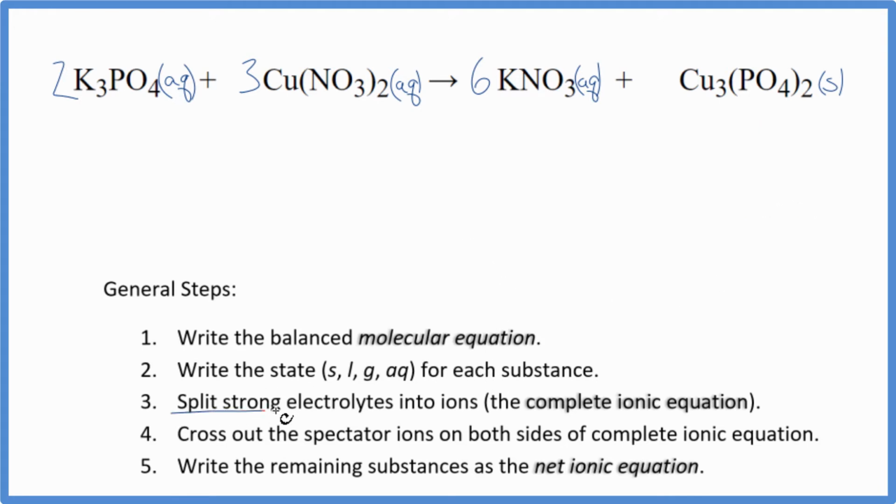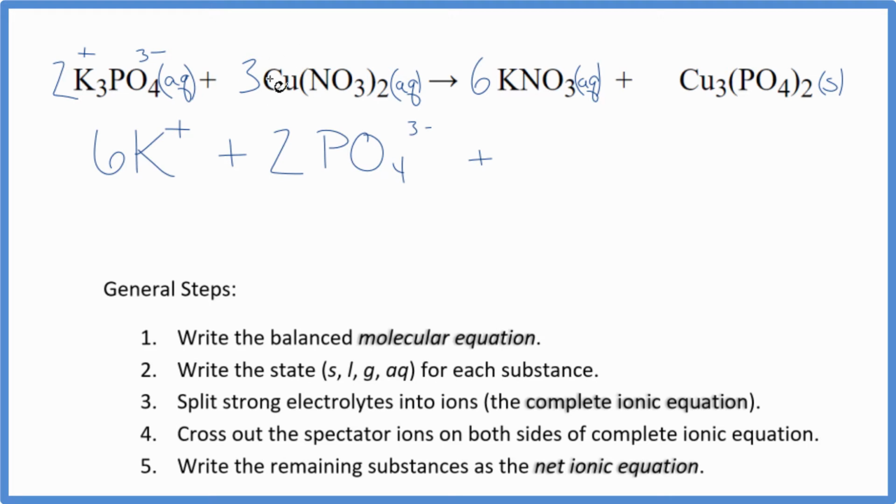Now we can split the strong electrolytes into their ions. That gives us the complete ionic equation. Potassium's in group 1. That'll be 1 plus. The whole phosphate, that's 3 minus. So 2 times 3, 6 potassium ions. I won't write the states, let's do that at the end. Plus 2 phosphate ions.